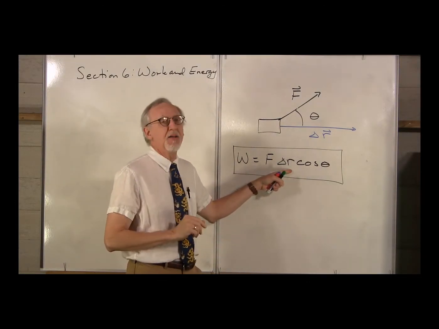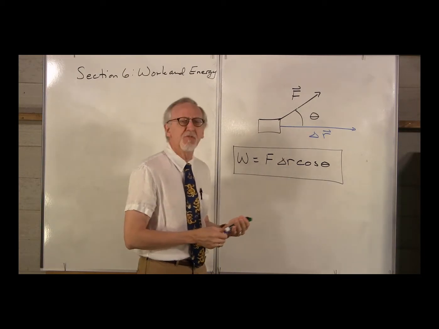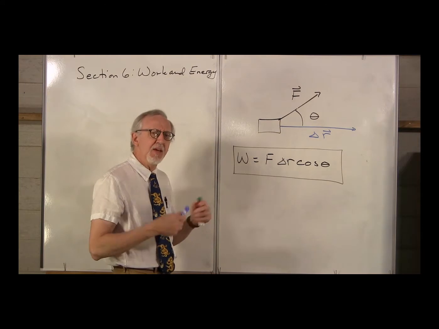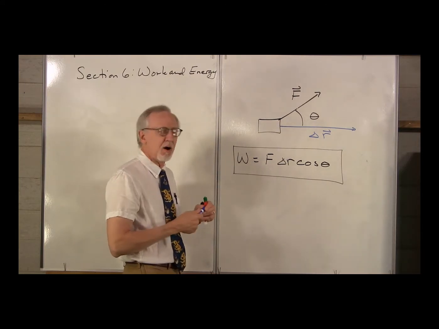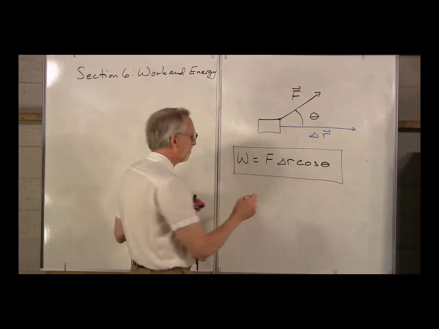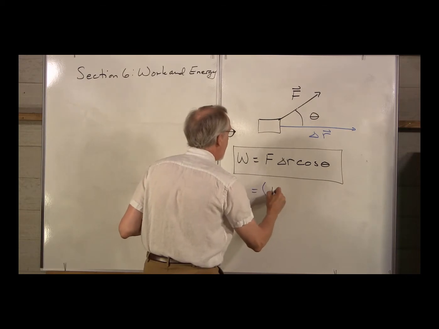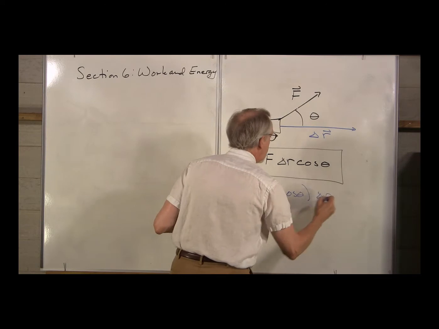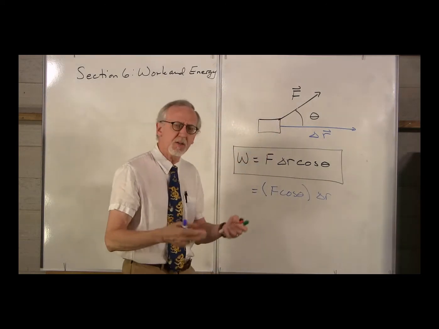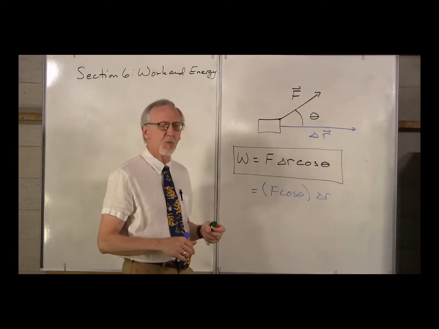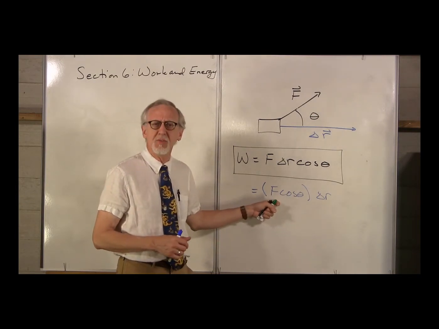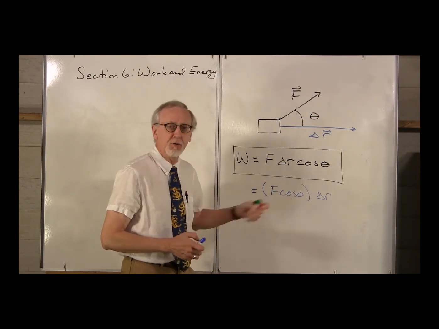We can think about this in a couple different ways. First of all, let's imagine we think of that cosine theta as going along with that F. In other words, let's think of this as F cos theta times delta R. It doesn't matter what order we multiply things. We can multiply them any way we want. Let's just imagine that cos theta goes along with the F. What is F cos theta?